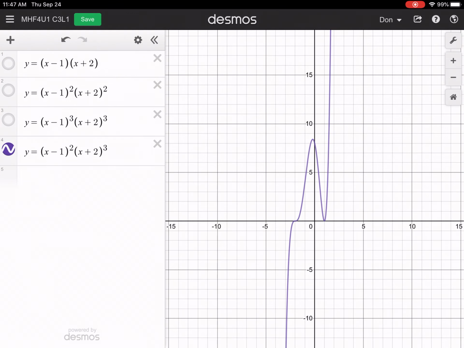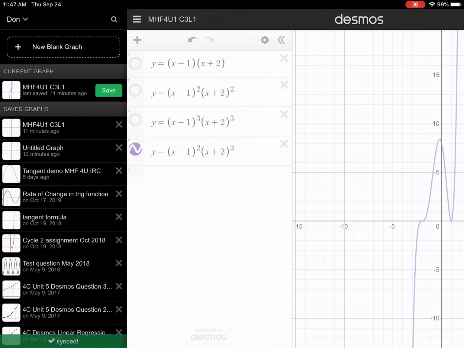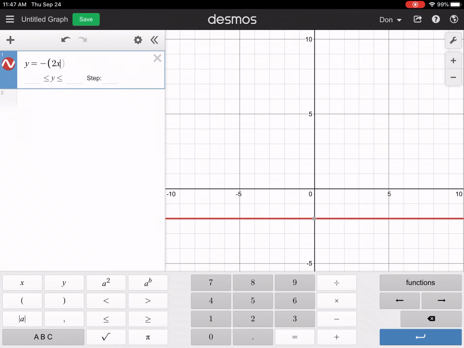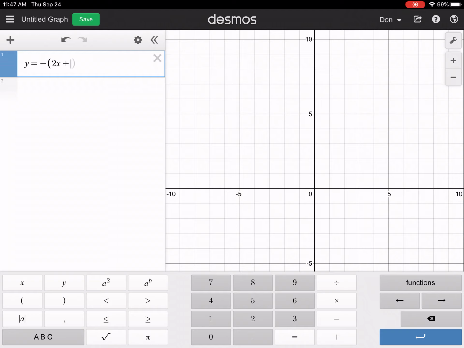I would suspect that that is not correct. But let's see what Desmos tells us. So y equals negative bracket 2x plus 1 cubed bracket x minus 3.